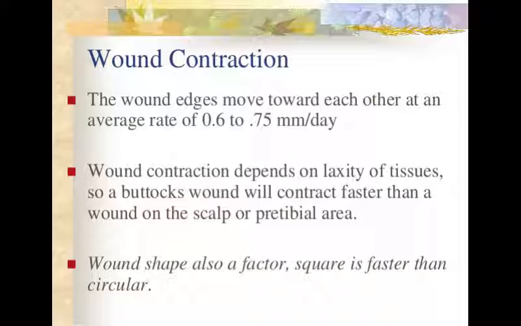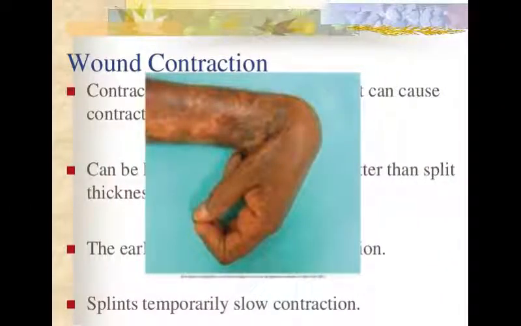Wound contraction depends on the laxity of the tissue, so buttock wounds will contract faster than wounds on the scalp or the peritibial area. Wound shape is also a factor: square is faster than circular. And this is the figure.